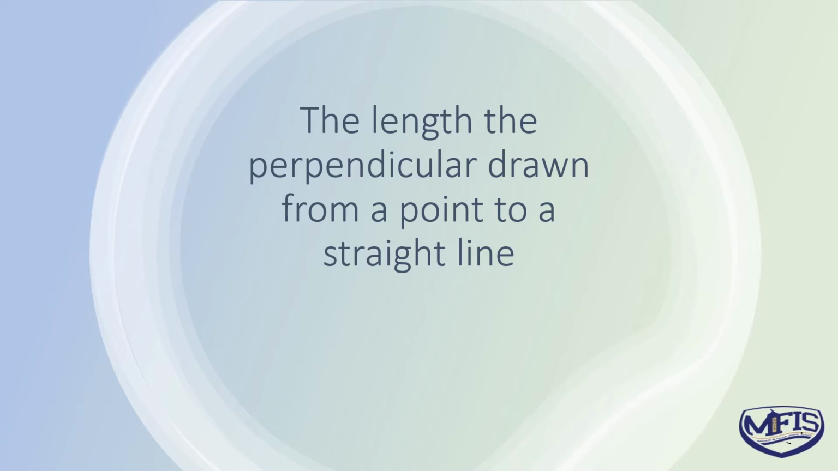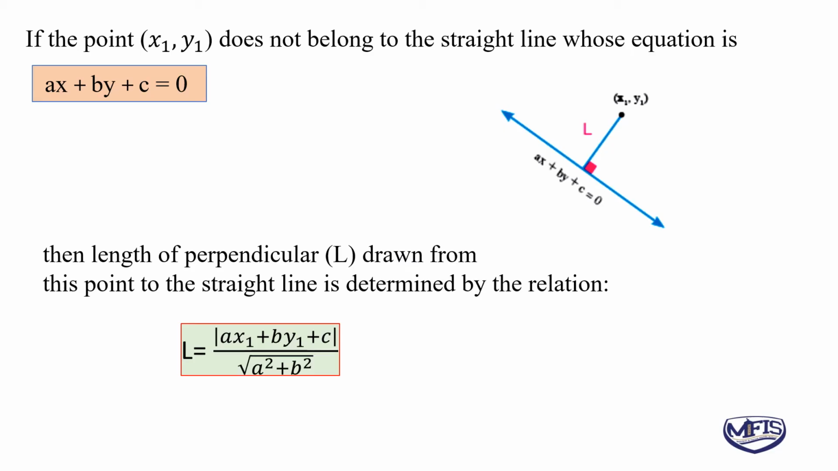And now we start our lesson: the length of the perpendicular drawn from a point to a straight line. If the point (x1, y1) doesn't belong to the straight line whose equation is ax + by + c = 0, then the length of the perpendicular L from this point to the straight line is determined by the relation L = |A x1 + B y1 + C| over root (A² + B²).